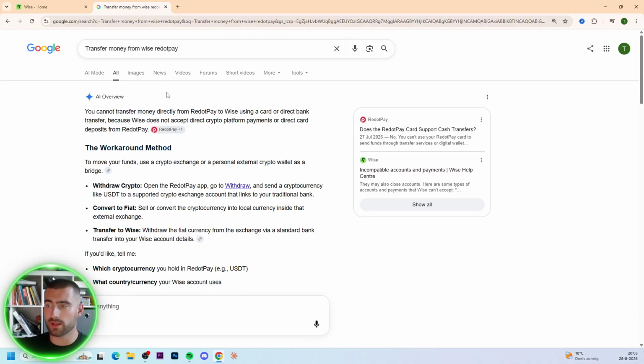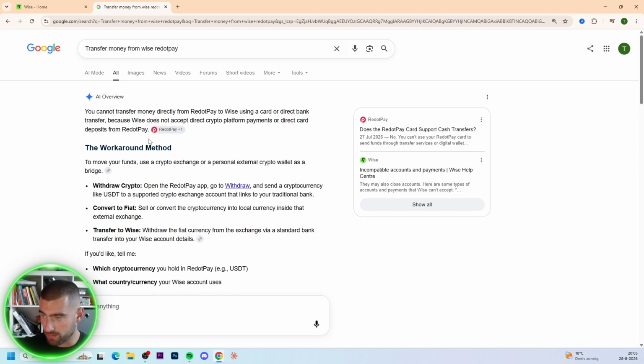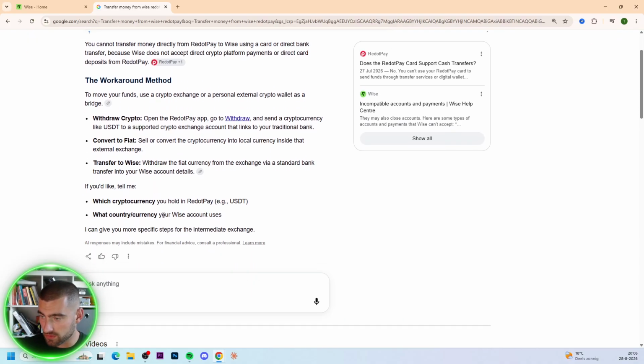For example, what Google is also telling us is that you cannot transfer money directly from RedotPay to Wise using a card or direct bank transfer, because Wise does not accept direct crypto platform payments or direct card deposits from RedotPay. So it's not possible. What they want you to do is convert it to fiat, and you can do that on the application itself.